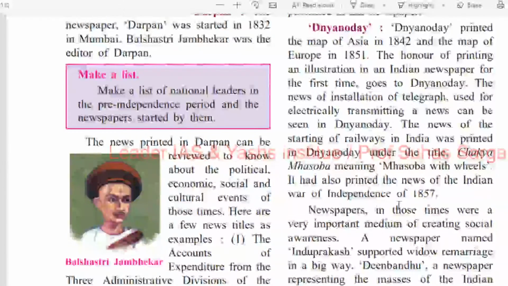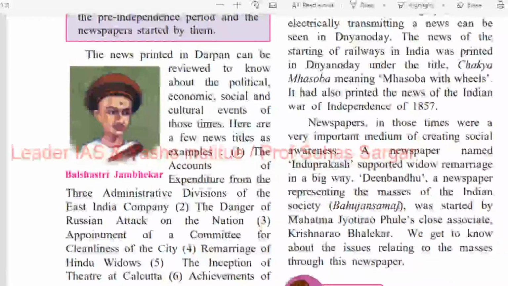The news of the starting of railway in India was printed in Gyanoday under the title Sakya Masoba, meaning the Masoba with wheels. It had also printed the news of the Indian War of Independence of 1857. Newspapers in those times were a very important medium of creating the social awareness. The newspaper named Indu Prakash supported the widow remarriage in a big way.